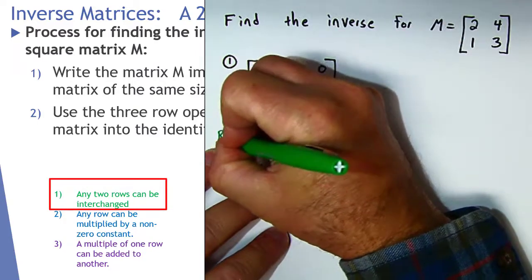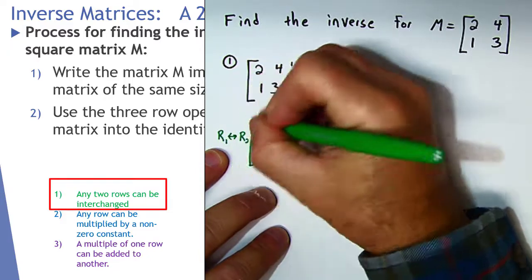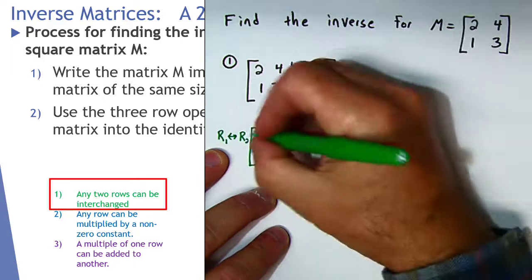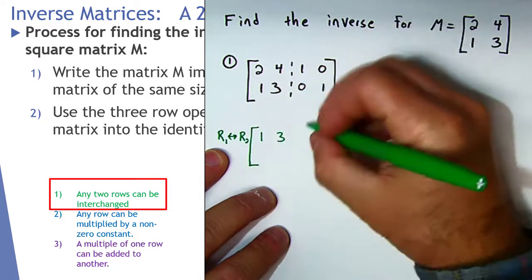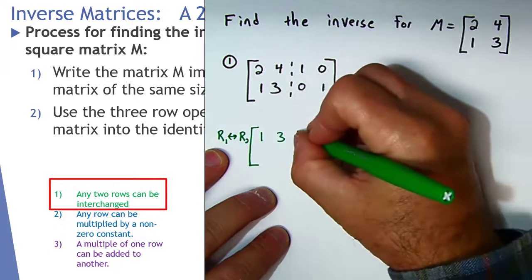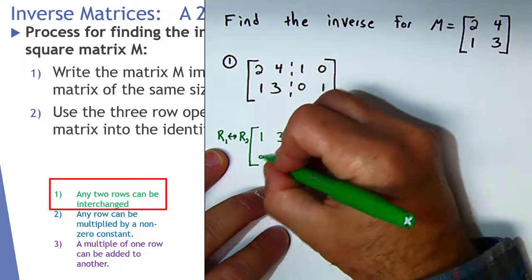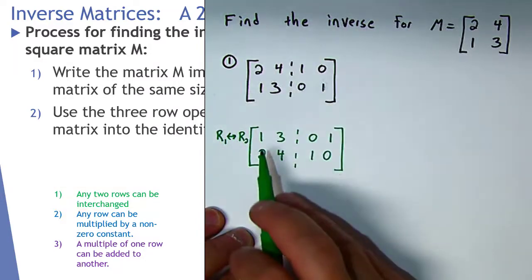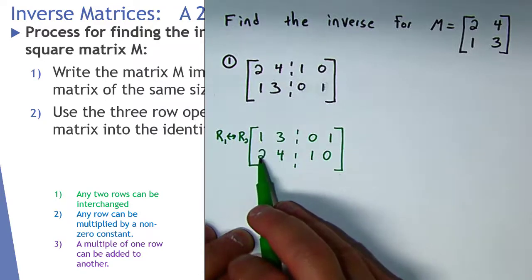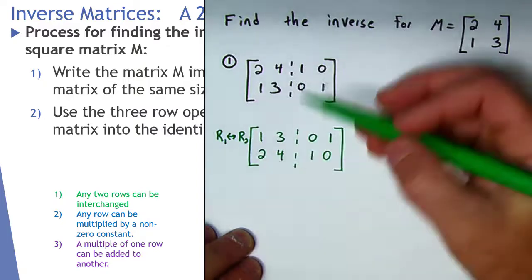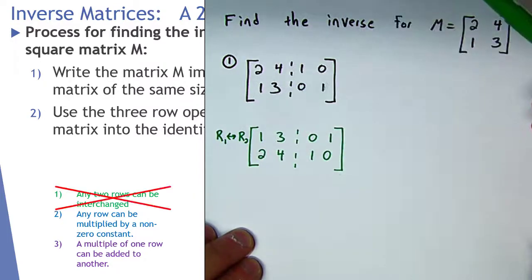I'm going to use the notation R1 and R2 with a little double arrow, and that's the notation to show I'm switching row 1 and row 2. It's a way of keeping track of what I've done. So that means 1, 3, and this stuff on the right, 0, 1, moves to the top, while 2, 4, 1, 0 drops to the bottom. Okay, I have the 1 in the top left. That's what we want. Now, how can I get a 0 below this? Well, switching rows won't do any good. That will just put us back where we started.